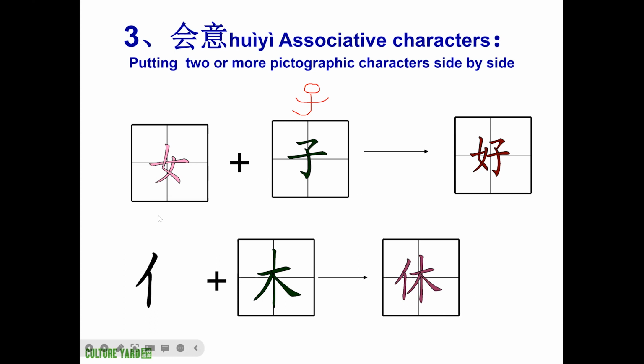Like these kinds of characters, each component has its own independent meaning. Combined together, they create a new meaning. These kinds of characters, they call them associative characters.